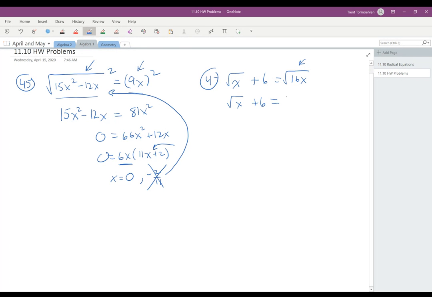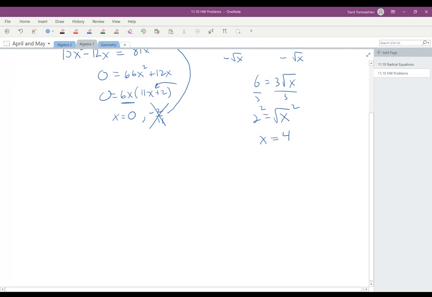And the square root of 16x is just equal to 4 times the square root of x, because the square root of 16 equals 4, which means we can then subtract square root of x from both sides. Remember, square root of x is like 1 square root of x, and so that's just going to give me 3 square root of x. Now it's a much simpler problem. Divide both sides by 3. I get 2 equals the square root of x, so when I square both sides, I get x equals 4.